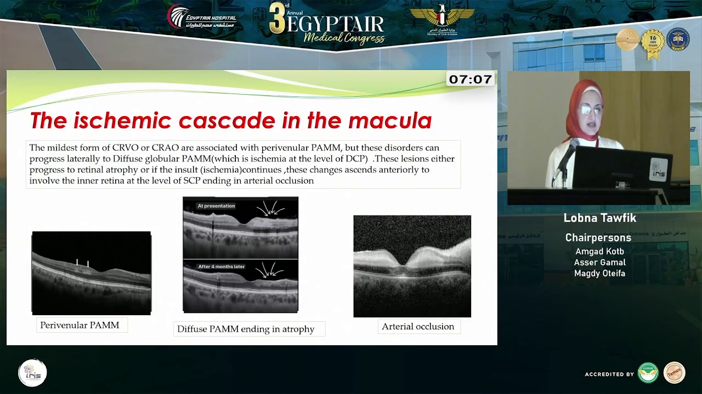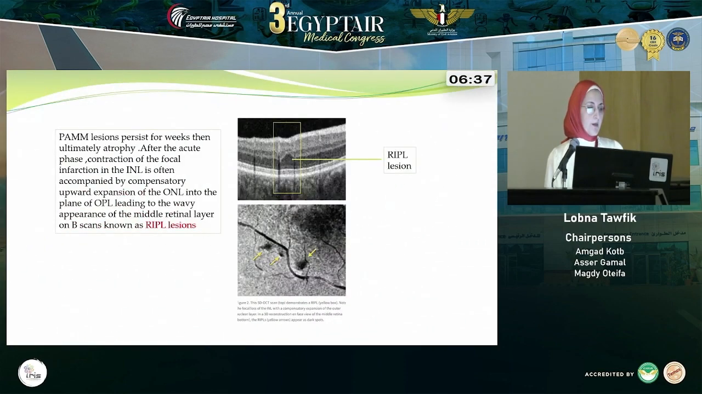The ischemic cascade in the macula. The mildest forms of central retinal vein occlusion or central retinal artery occlusion are associated with perivenular PAM, but these disorders can progress laterally to diffuse globular PAM, which is ischemia at the level of the deep capillary plexus. These lesions either progress to retinal atrophy, or if the ischemic insult continues, these lesions ascend anteriorly to involve the inner retina at the level of the superficial capillary plexus, ending in arteriolar occlusion. PAM lesions persist for weeks, then ultimately atrophy.